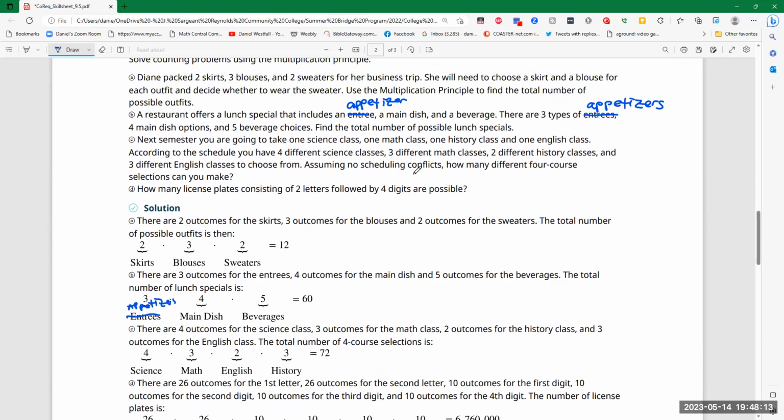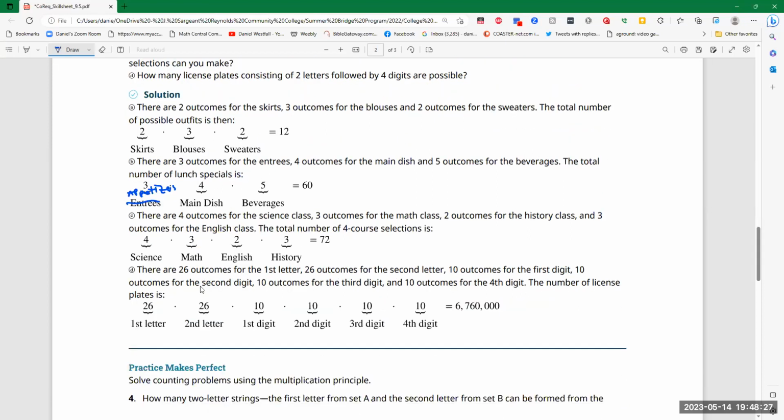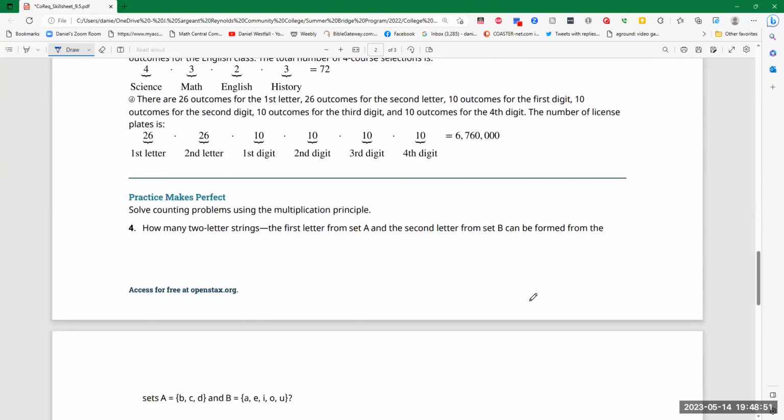D, how many license plates consisting of 2 letters followed by 4 digits is possible? Remember that the digit 0 is included here, so there's 10 digits possible. There are 26 letters in the alphabet. So for each letter, we have the possibility of 26 because it doesn't matter whether the letter is repeated. For each digit, we have 10 because it doesn't matter whether the digit is repeated. So 26 times 26 times 10 times 10 times 10 times 10. And I'm just going to assume that this is correct, is going to be 7,760,000. You can do that on your calculator to make sure that they got that math correct.